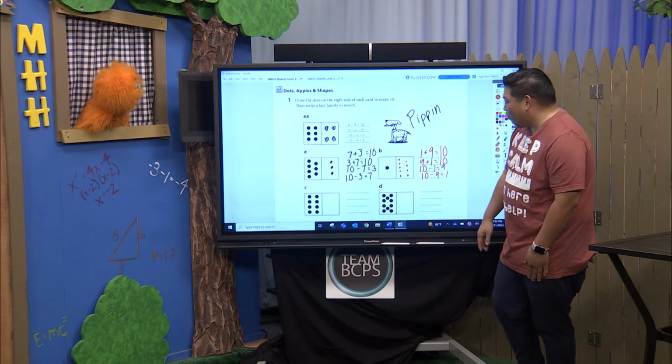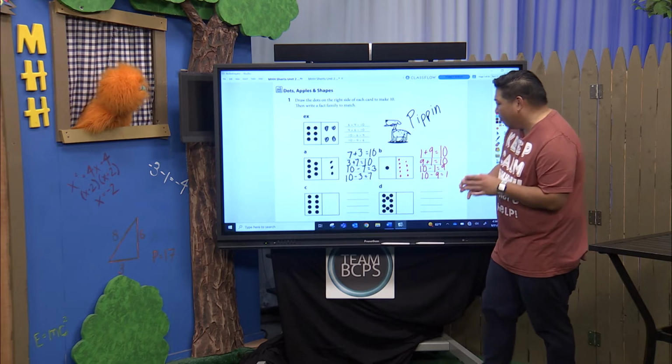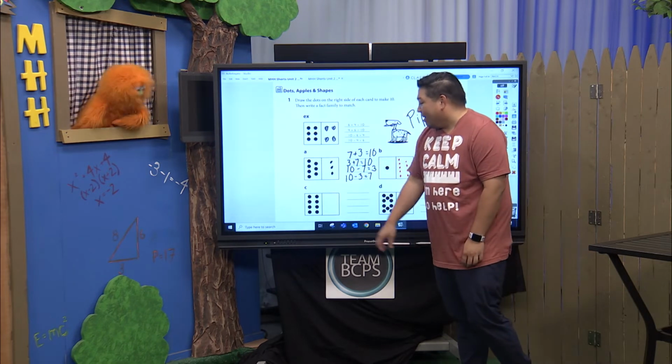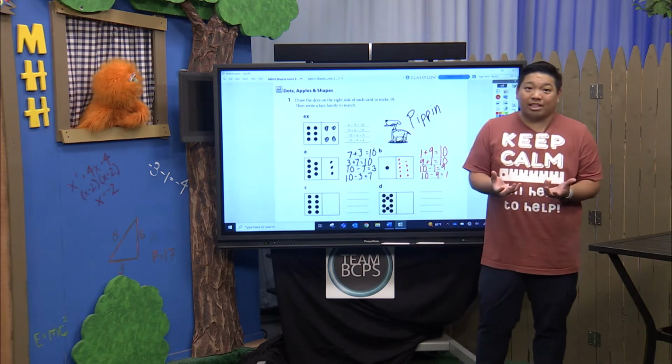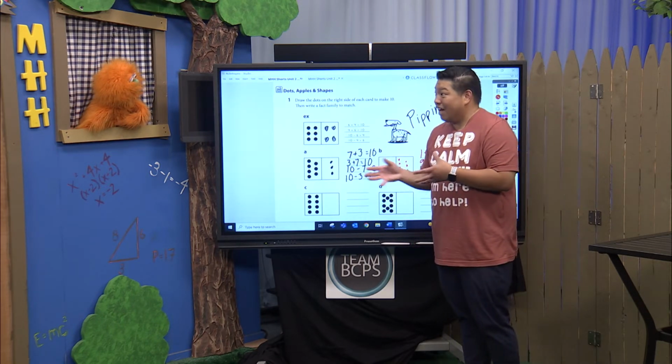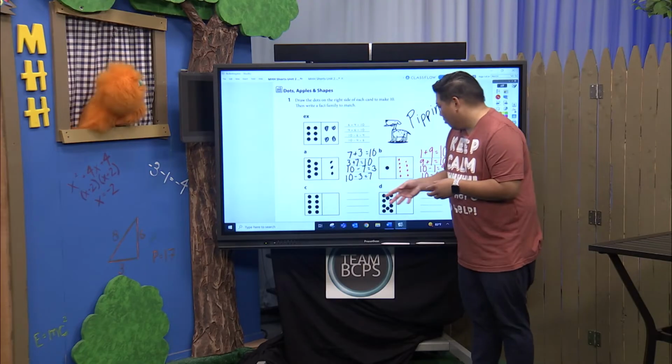All right. So boys and girls, I hope you're seeing the pattern here. We start with what we know, and then we have to figure out what we're missing to get to 10. And then from there, we can use all those numbers together to make a fact family up to 10. And that's the facts. All right, let's do one more.